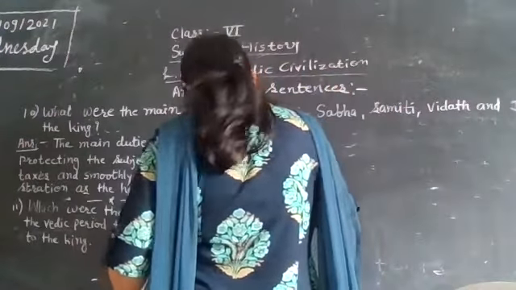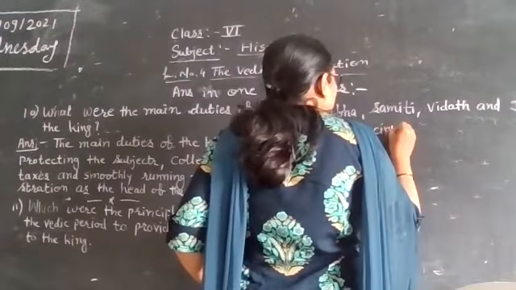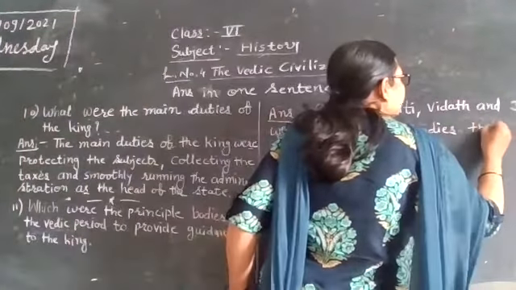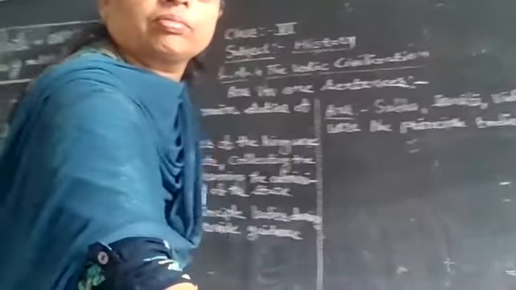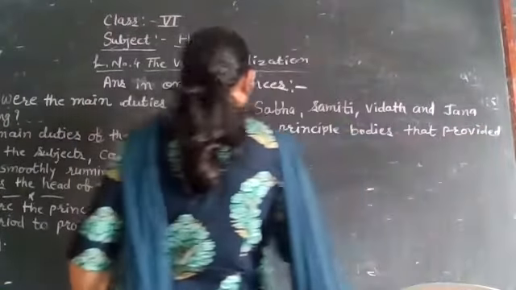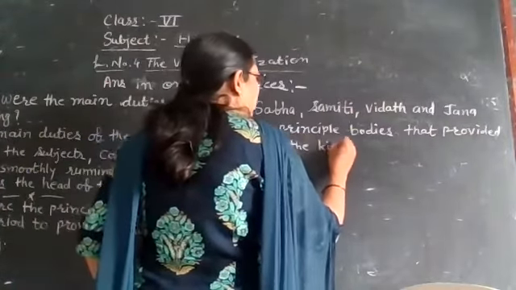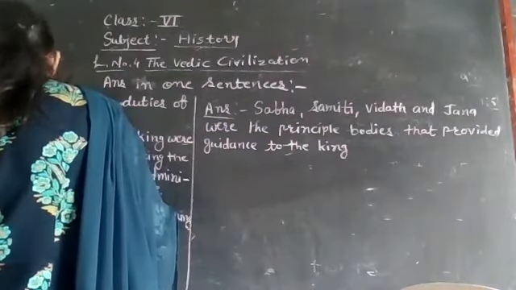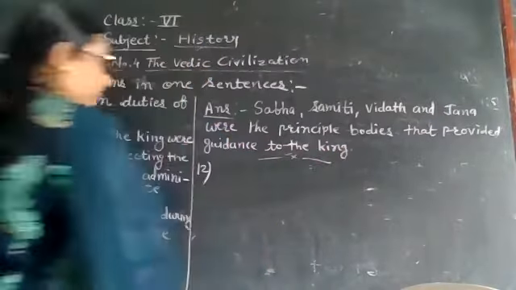Where the principal body that provided guidance to the king. Okay. Next number. See the answer once again.